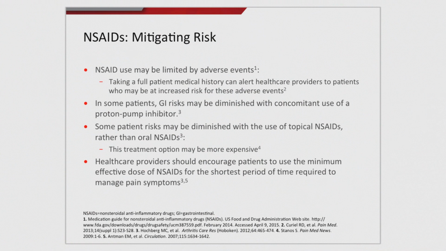How do you mitigate risks associated with NSAIDs? We can't stress enough that the full history has to be obtained with patients in terms of looking at their risks. Do they have hypertension? Do you have underlying renal disease? Do you have liver cirrhosis?